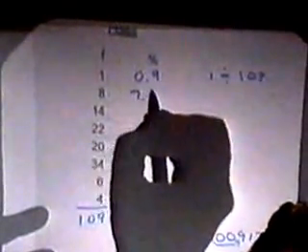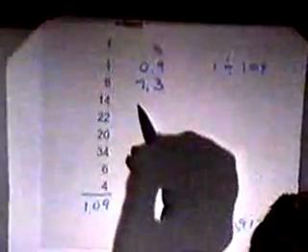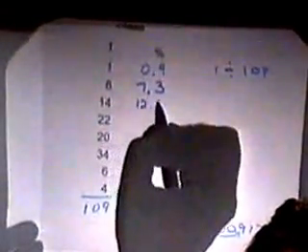Then the next one, I take the number 8 and divide it by 109. When I move my decimal over 2 places this time, I get 7.3. 14 divided by 109. 22 divided by 109.